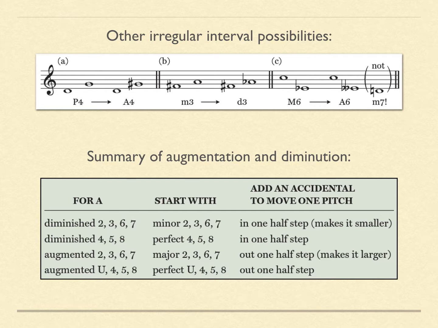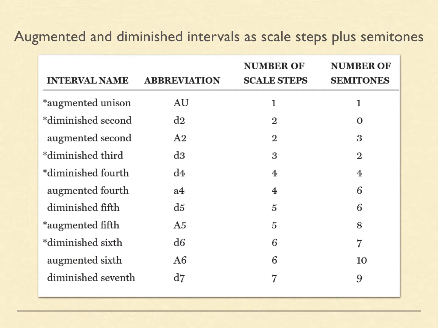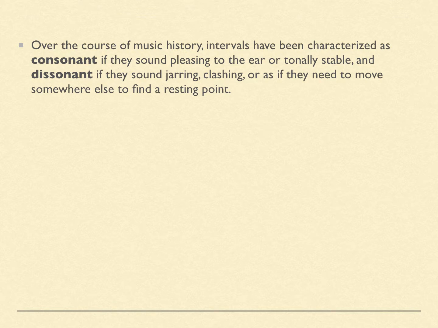Okay, so the chart below can be helpful when you're determining how to make these sort of strange intervals, or augmented and diminished intervals. Then on the next page, I've got another helpful chart with all of the augmented and diminished intervals with the number of scale steps and half steps. So this would be a good thing maybe to screenshot or copy down. Next, we're going to talk about the idea of consonance and dissonance, which is a pretty simple concept, so I won't take too much time on that.